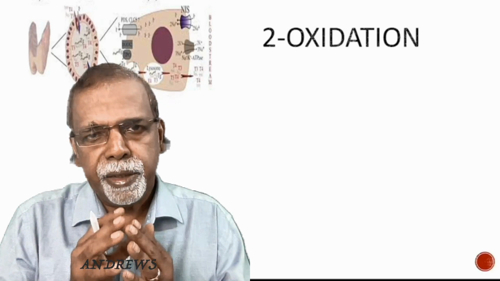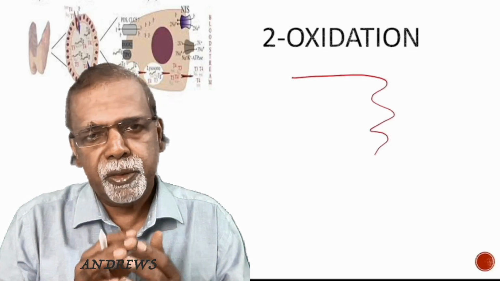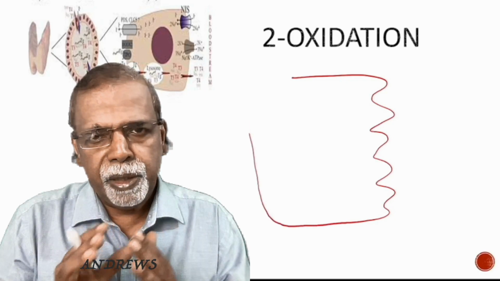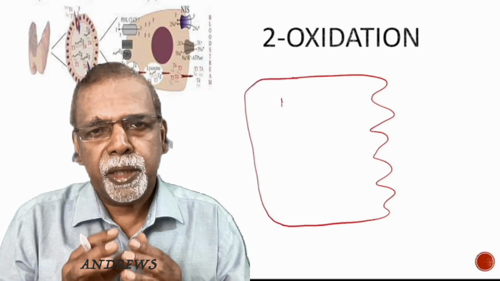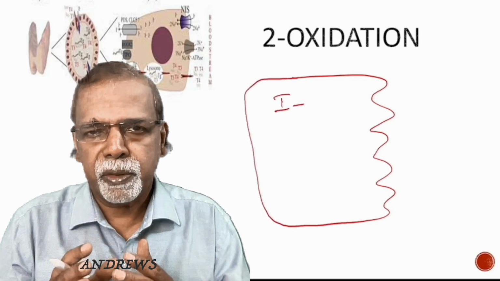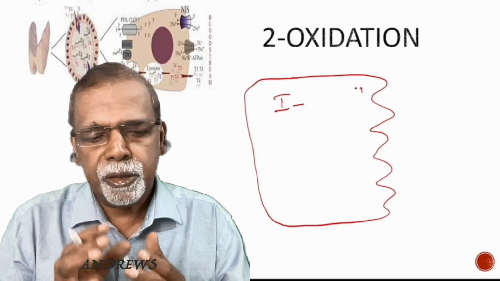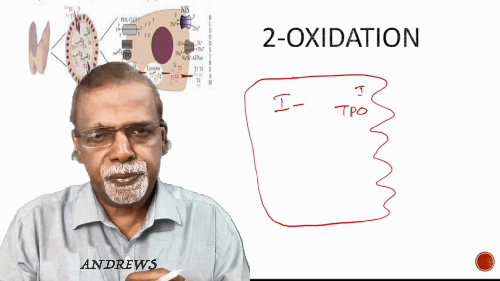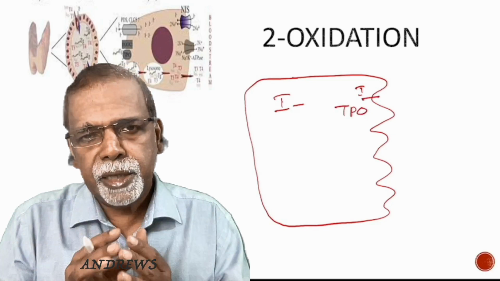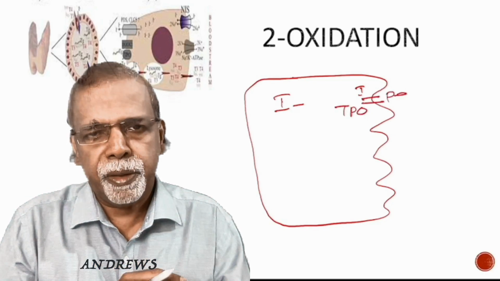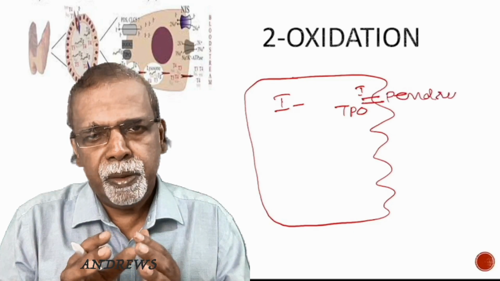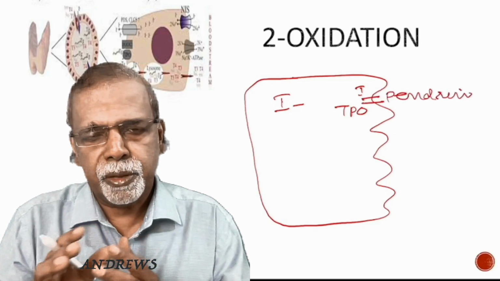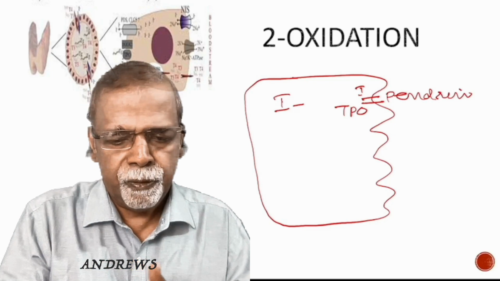Once the iodine enters the cell, what happens to the iodine? At the apical region, with the help of thyroperoxidase and hydrogen peroxide, the iodine is oxidized. So the second step is oxidation of the iodine. And this oxidized iodine enters the colloid with the help of pendrin. So it passes into the colloid.